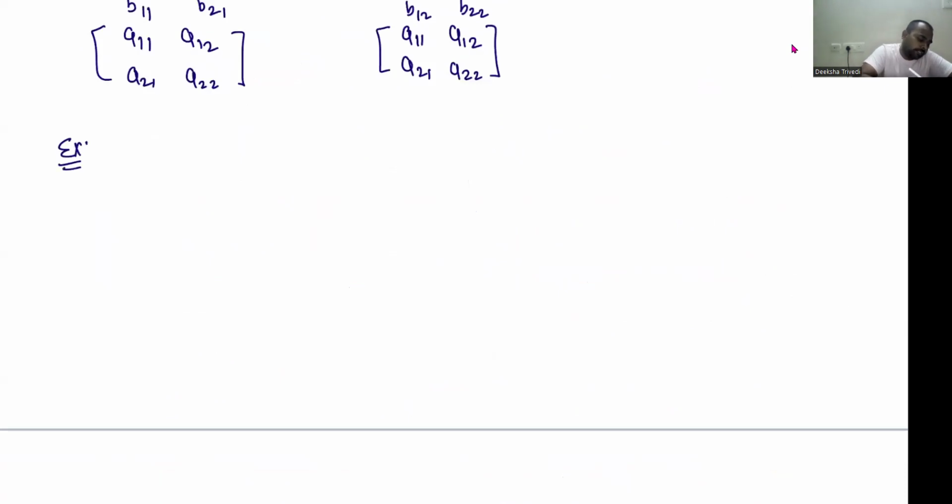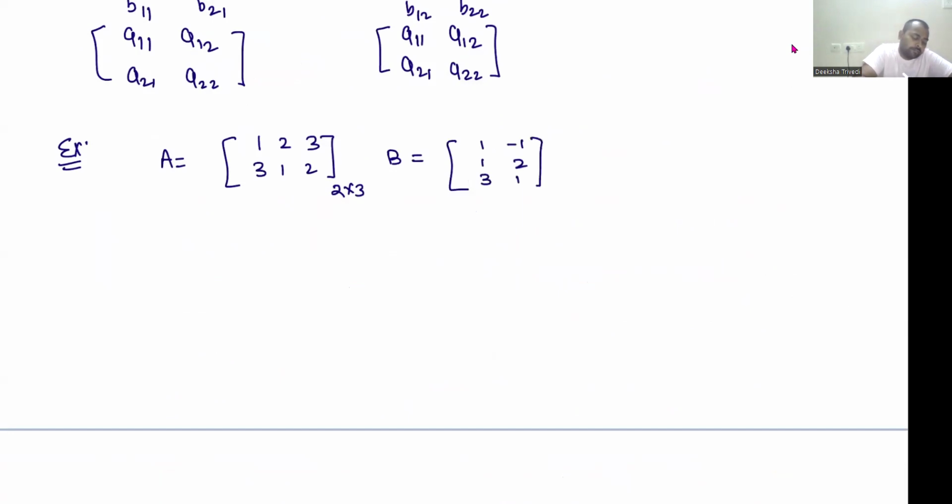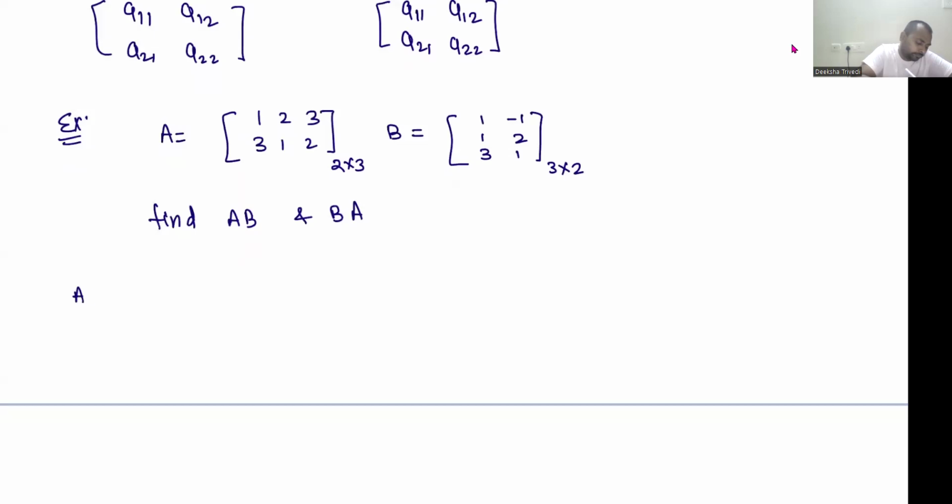Suppose we take one matrix A, 1, 2, 3, 3, 1, 2, that is of order 2 cross 3. And we have another matrix B, 1, 1, 3, minus 1, 2, 1, that is a matrix of order 3 cross 2. Now find AB and BA. First we start with AB. Now we know in AB what we need to do. Take the elements of the first column in B, multiply with the corresponding row elements and add. So what are we writing?